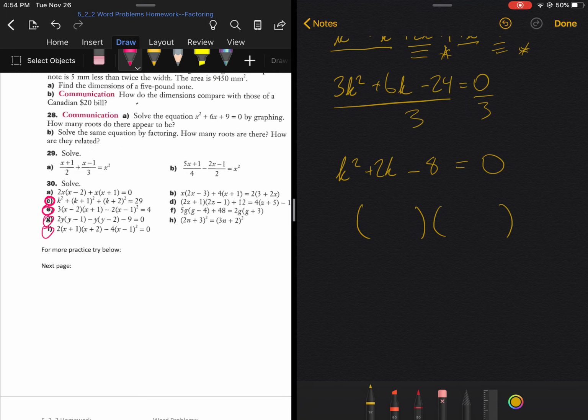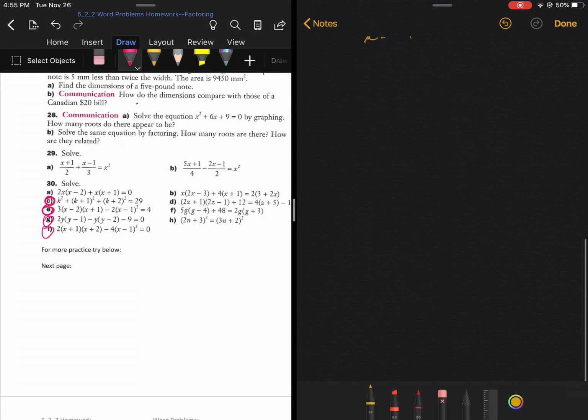Let's fix that so it looks right. Now find two numbers that multiply to 8 and add up to 2. Huh. I can't think of anything. Did I make a mistake? 8 times 1, 4 times 2. Oh, there we go. 4 and 2. There we go. So, they're both different. The bigger one is plus. So k equals minus 4 or k equals 2.